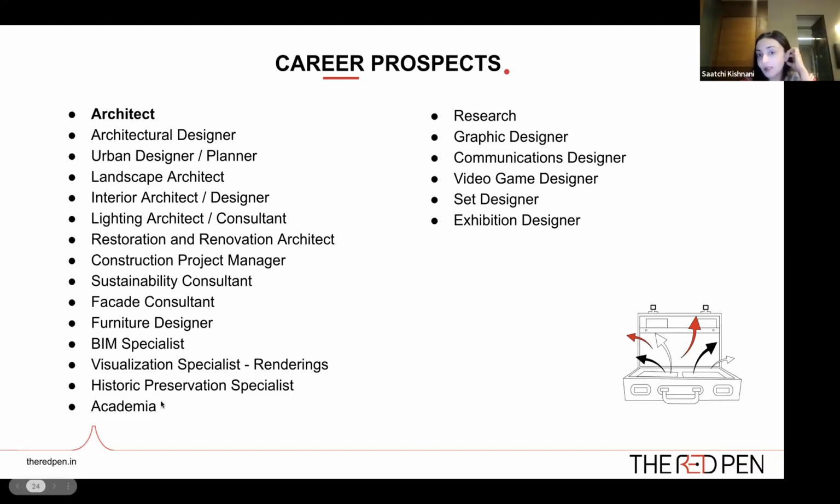You can get into academia, research. Graphic design skills are part of the entire 5-year package. So that's on the table. Communications design: through the course of 5 years you're going to learn how to render on different software, and a lot of them are actually used for gaming design, etc. So you can become a gaming designer, set designer, or an exhibition designer, right? So that's architecture.